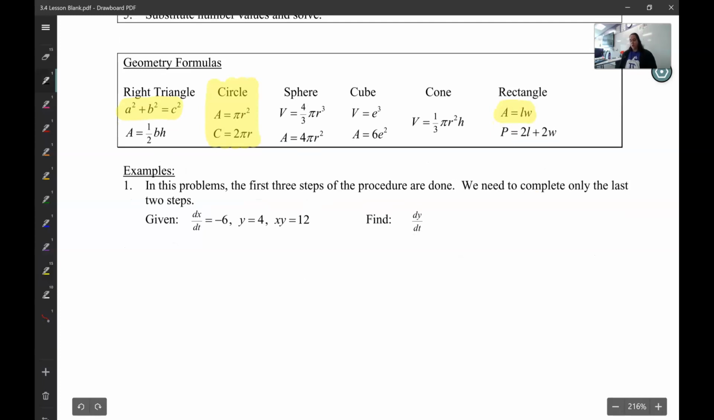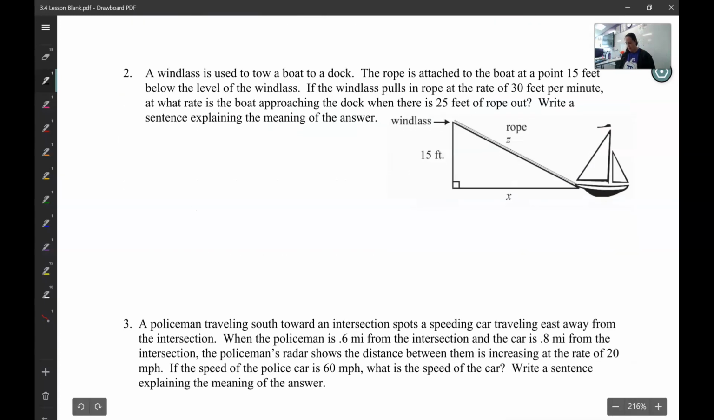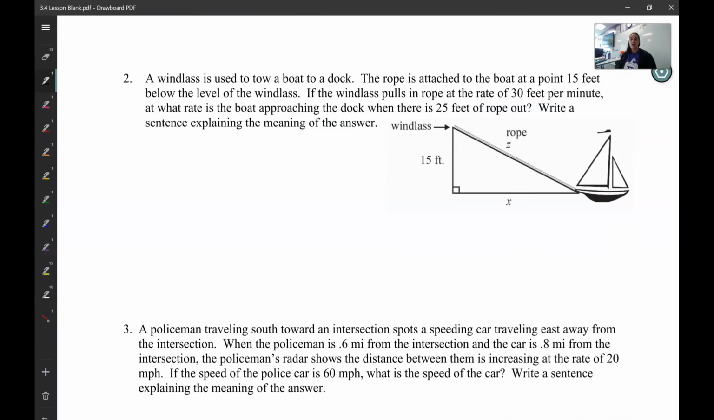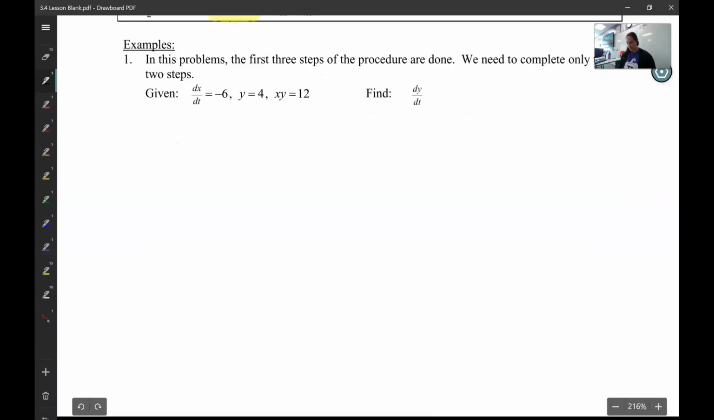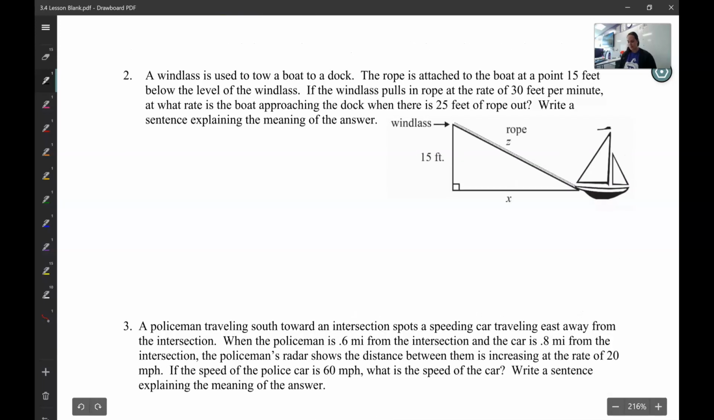Now, related rates, story problems. It's all about derivatives and story problems, and they're kind of weird. So what I'm actually going to start with is example number 2. I want to start with a story problem right here with you, and then we'll go back and look at example number 1 in a second.